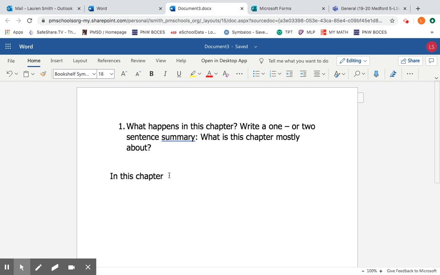You could also say "In the chapter Plums," comma, and talk about what happened. Or you could say "Today for ELA, I listened to the chapter Plums. This chapter was mostly about," okay?